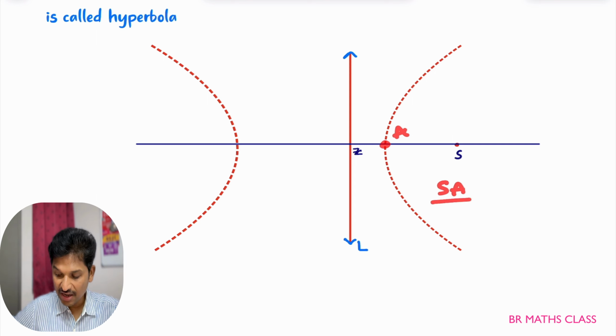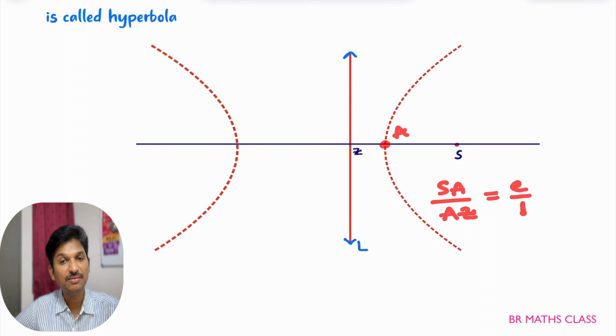SA divided by AZ is what? SA divided by AZ is the ratio of distances from a point on the hyperbola to the fixed point and fixed line, right? This ratio is eccentricity E. We can write it as E by 1. So A divides SZ in the ratio E is to 1. Okay. So SA divided by AZ is E by 1. So here I want to introduce you to 2 points, A and A dash. This SZ cuts the hyperbola at 2 points. One point I'll take as A, another point I'll take as A dash.